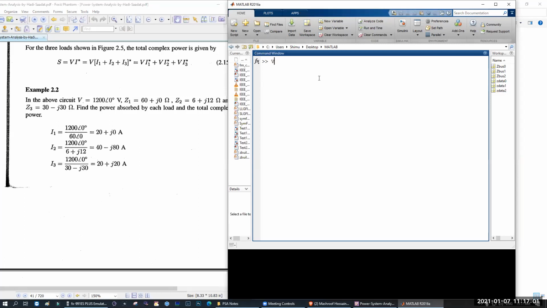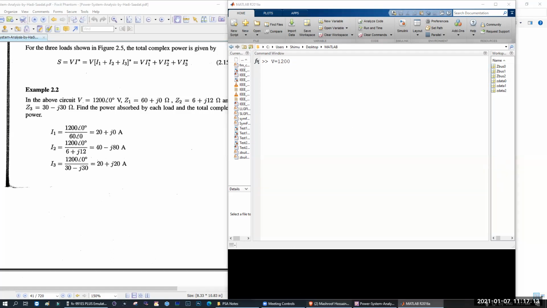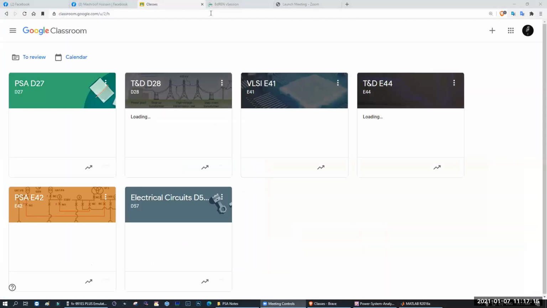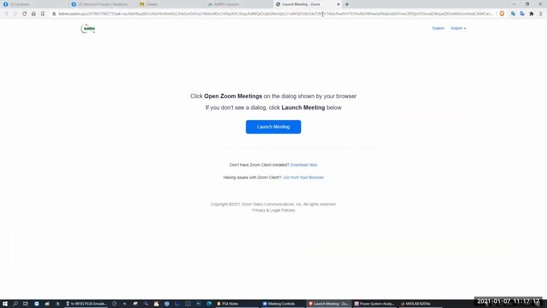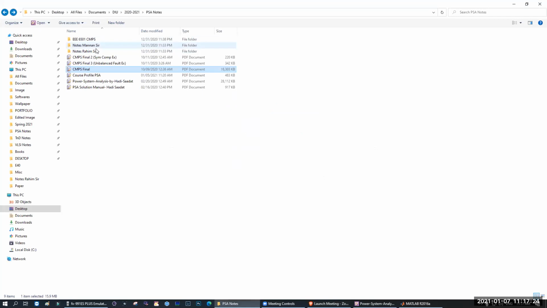Okay, let's write V is equal to 1200, right? So how to write the complex form? How can you write the complex form? Is there any way? Okay, I'm going to go and search for it. I forgot. I know, but I forgot. No, let's go and search here.